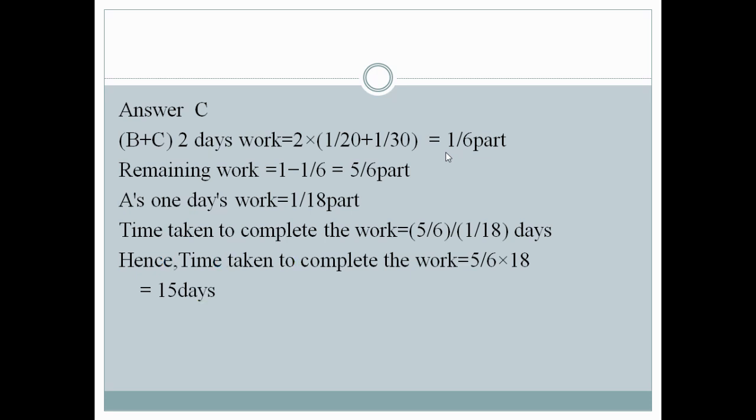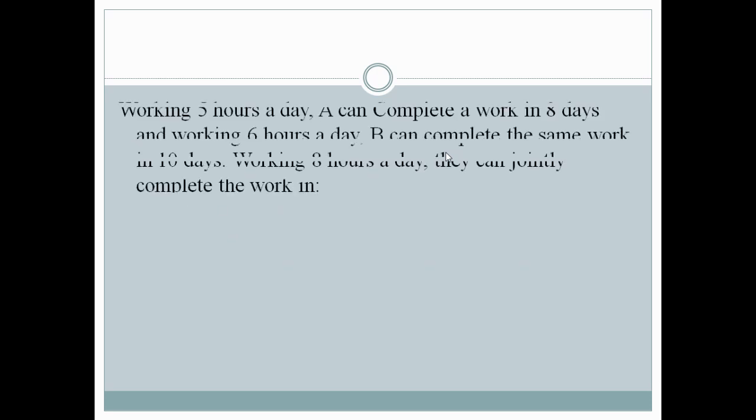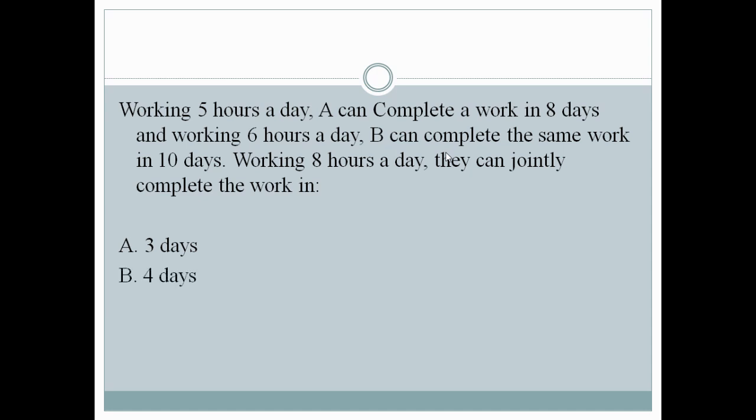Okay, let's move to the next question. Working 5 hours a day, A can complete a work in 8 days, and working 6 hours a day, B can complete the same work in 10 days. Working 8 hours a day, they can jointly complete the work in how many days, that we have to find out. Option A 3 days, option B 4 days, option C 4.5 days, and option D 5.4 days.